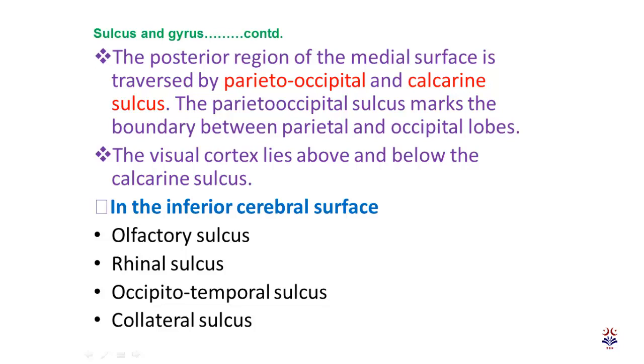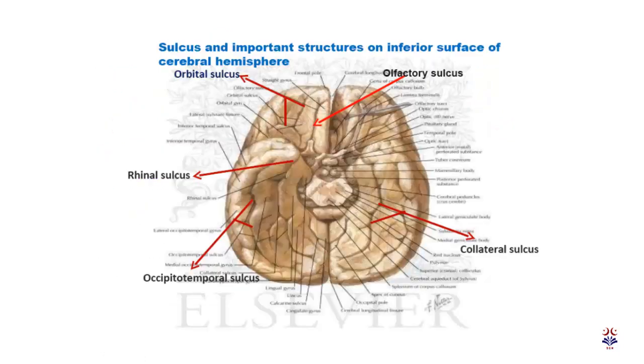The posterior region of the medial surface is traversed by the parieto-occipital and calcarine sulcus. We already discussed the parieto-occipital sulcus. It marks the boundary between parietal and occipital lobes. The visual cortex lies above and below the calcarine sulcus. On the inferior surface, we see the olfactory sulcus, rhinal sulcus, occipito-temporal sulcus, and collateral sulcus. These 4 sulci are visible on the inferior surface of the cerebral hemispheres.